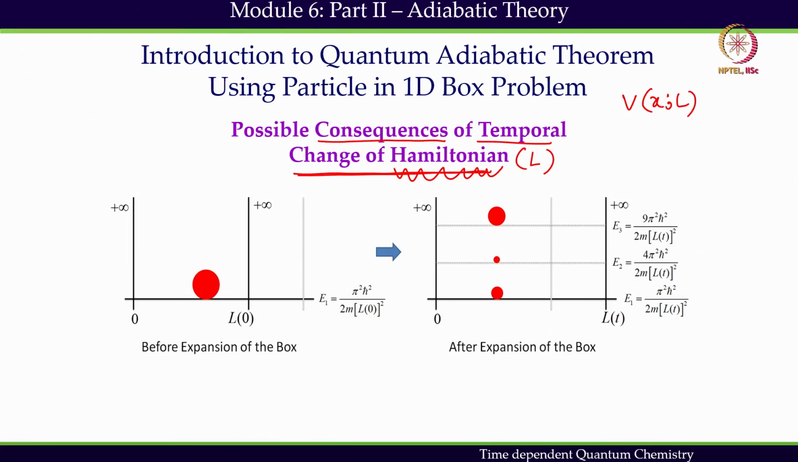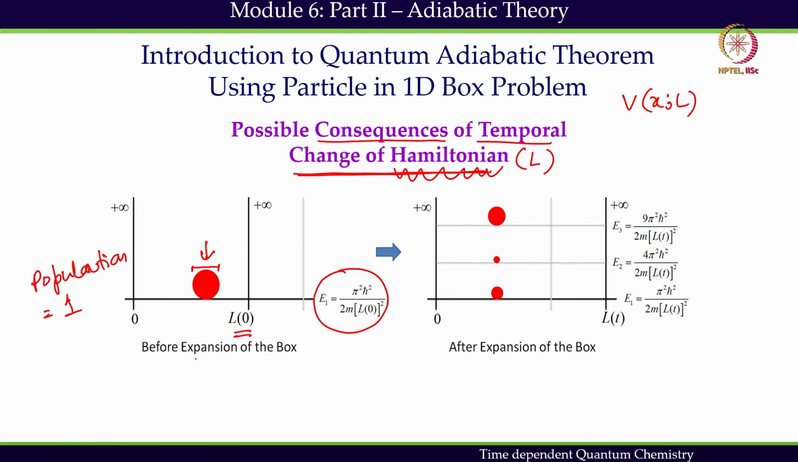So when we are looking at the general consequences of temporal change of a Hamiltonian, before the expansion of the box, let's assume that the particle was in the ground state. So this is the particle which I am showing, and the circle is showing the population. It's the full population I have in the ground state. The circle, the diameter, shows what kind of population I have. Let's say this entire diameter represents population equals 1.